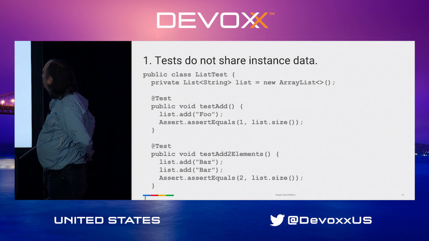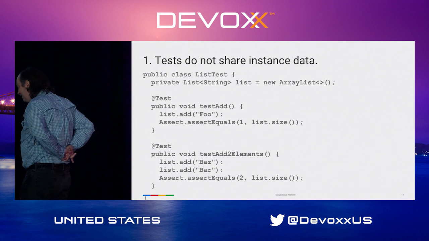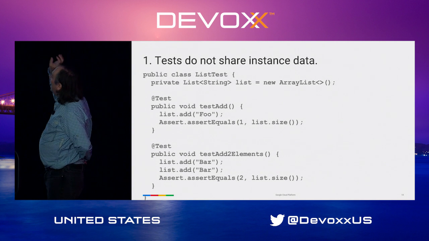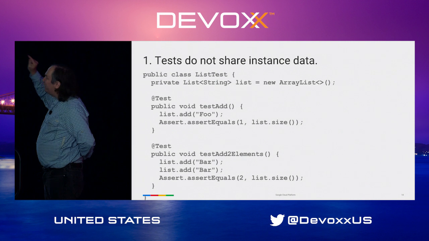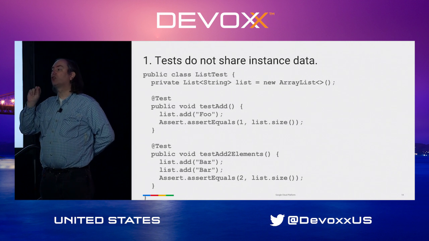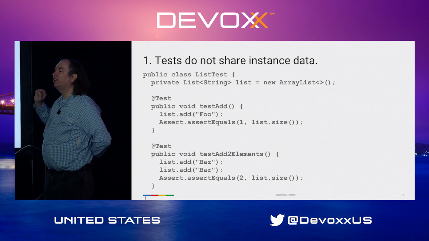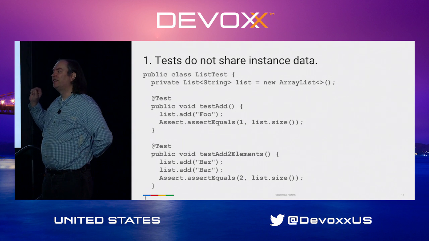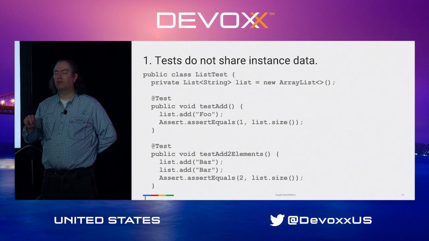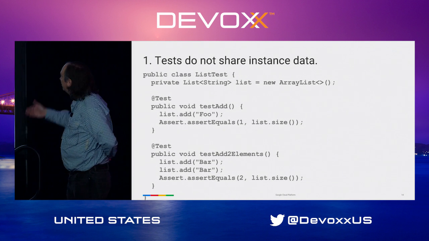Right. No. That is the common misunderstanding, at least in JUnit. For every test method, test add and test add two elements, the test runner creates a completely new object for each one. So they have two different list fields. The test object itself is not reused. The test class is. It doesn't reload the test class with a new class loader.